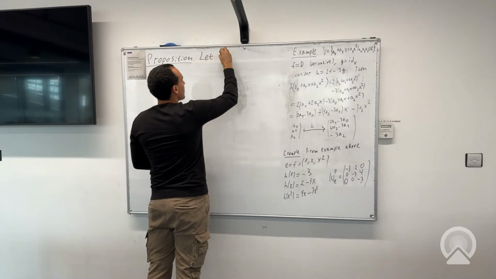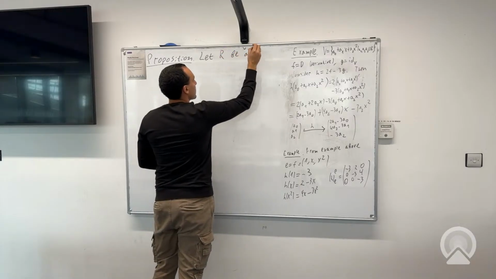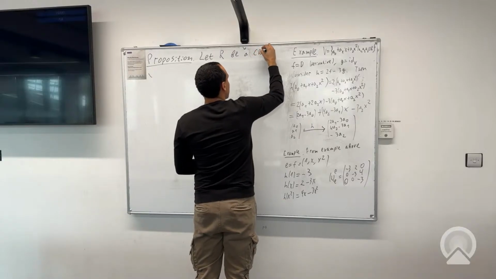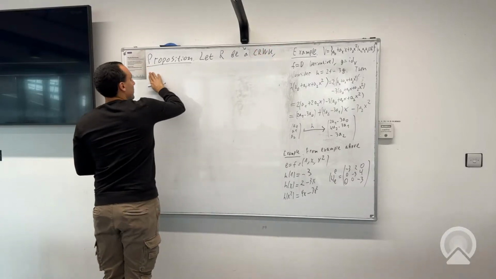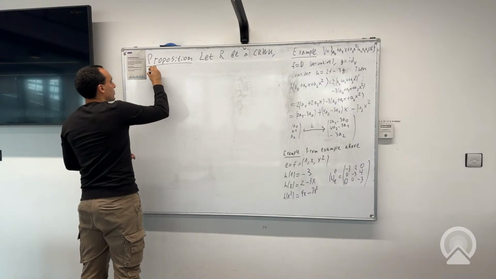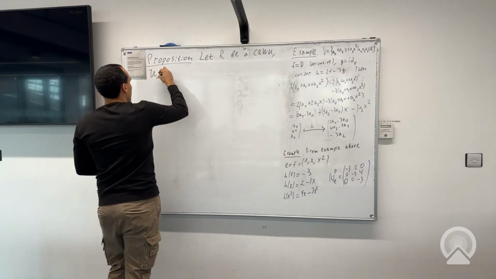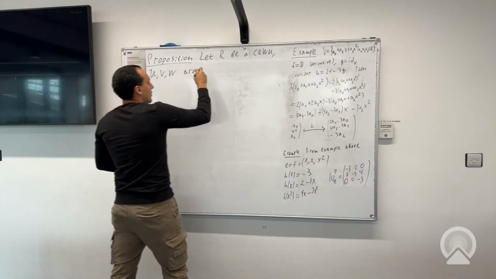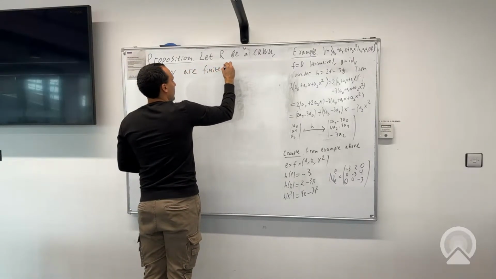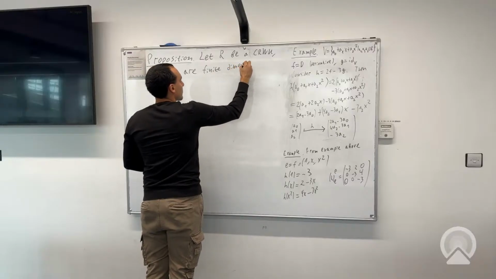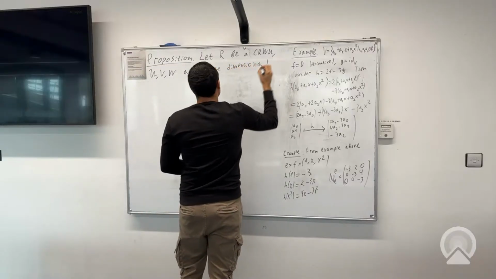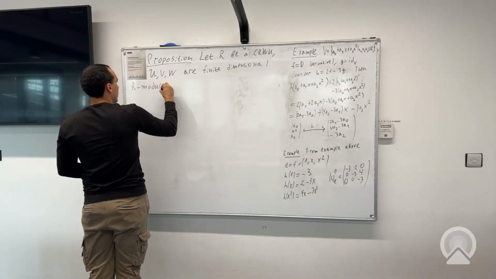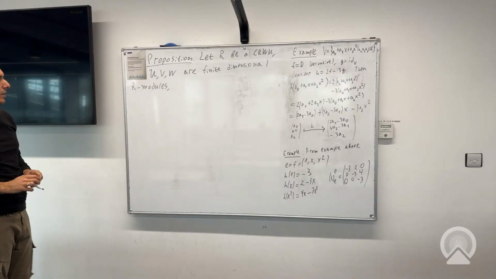So let R be a commutative ring with unity, and I'll take three finite dimensional modules. So U, V, W are finite dimensional R modules. And take two linear maps.